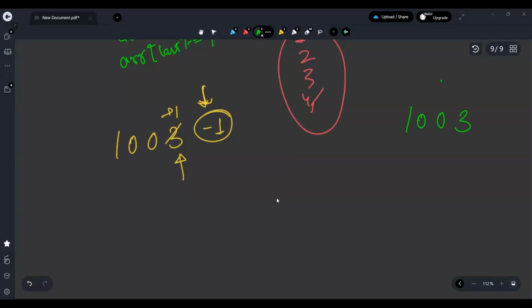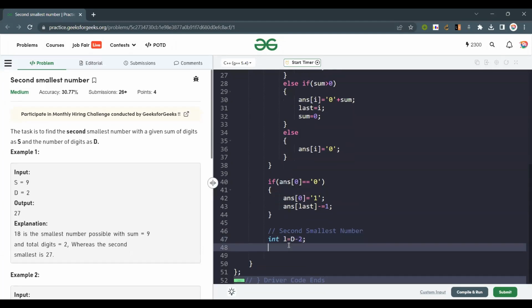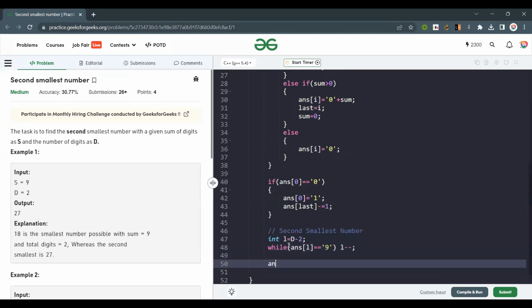So at least I have to be at position n minus 2. This is n, this is n minus 1, this is n minus 2. So at most I have to be at position n minus 2 to increment, and the next number to decrement. So let's say at least I have to be at the second last position. So while answer of L is equal to 9, we will decrement L, and at the end we will increment that number by 1.